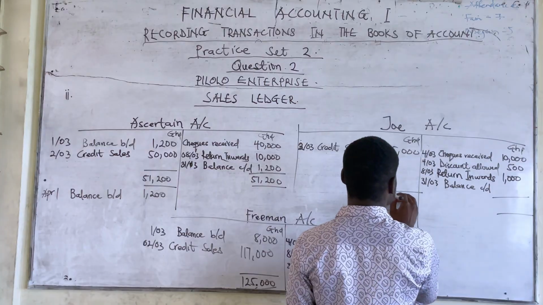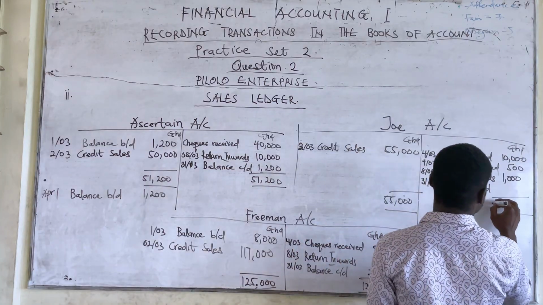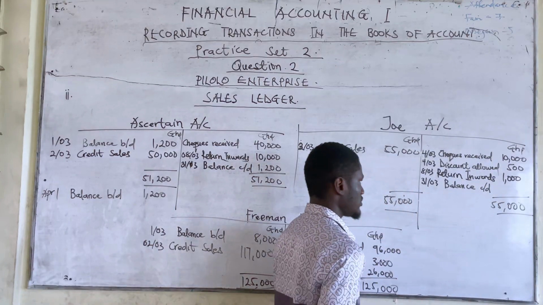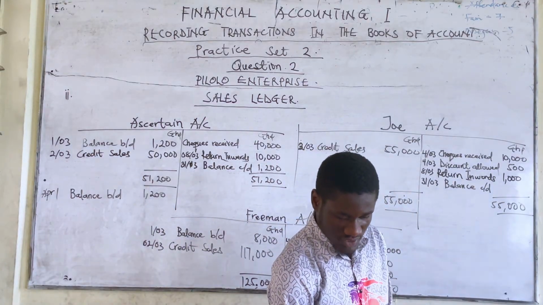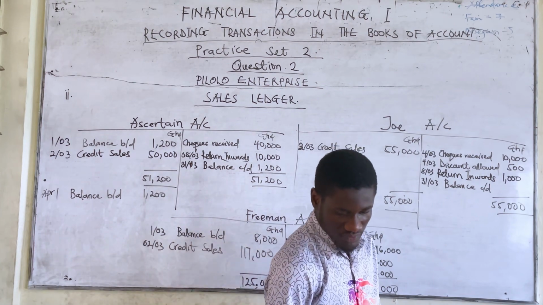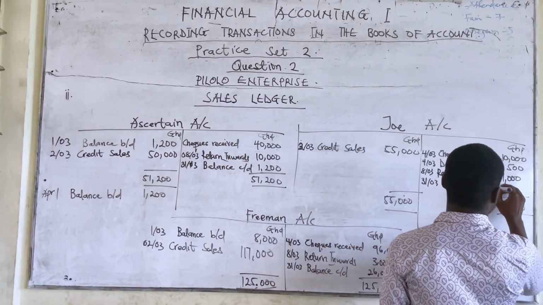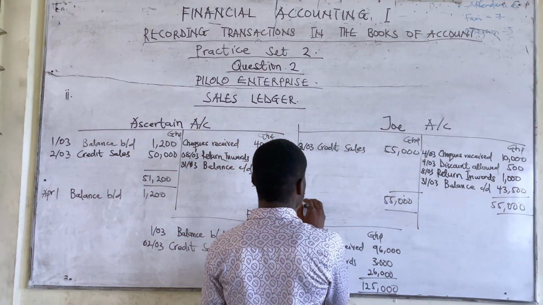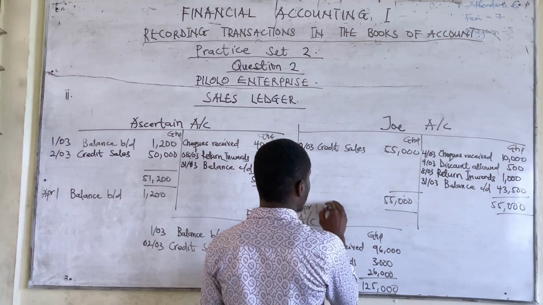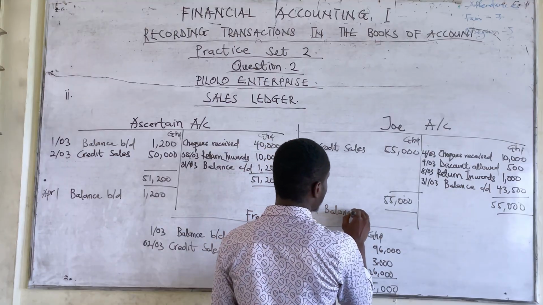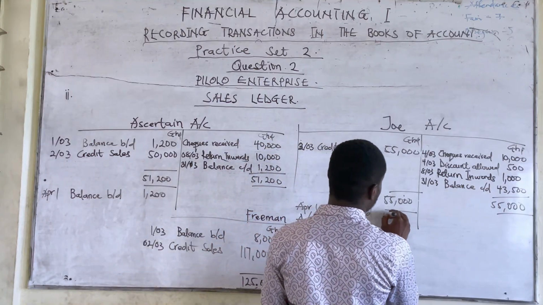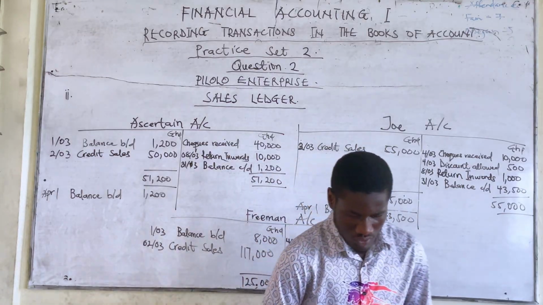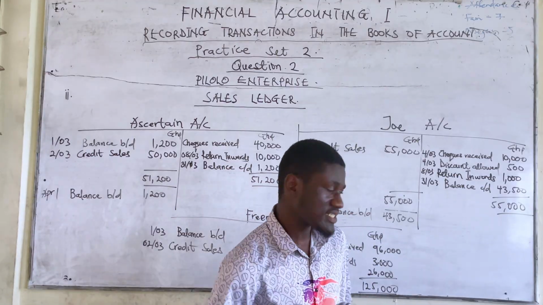So 55,000, 55,000. Good. Then we'll find our difference, which is what? 43,500. Good. Then we'll bring it forward. Equal first. Balance BG, which is the same 43,500. Good. So that will be all for the sales ledger.